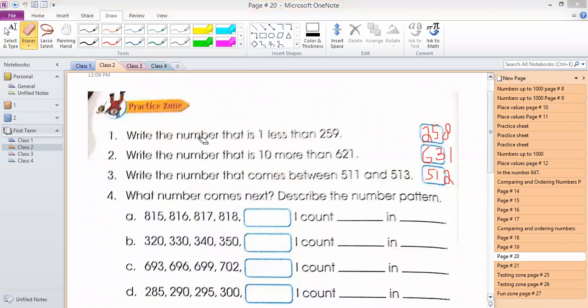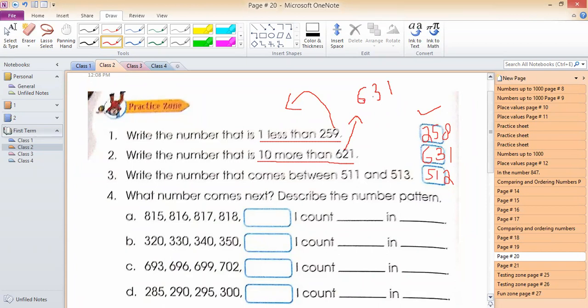So guys, we completed questions 1, 2, and 3 in the last class. Question 1 asks for the number that is 1 less than 259. What number is exactly before 259? That is 258. Next, write the number that is 10 more than 621. You can add 10 to 621, or just add 1 to the tens digit, 2 becomes 3, and the other digits stay the same: 631. So the answer is 631.